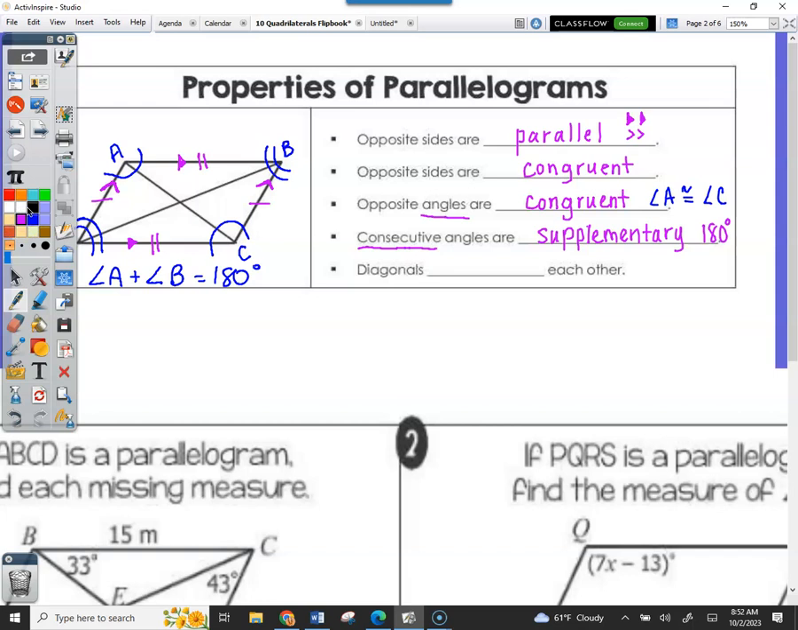We have two more. One more really, but then we're going to make a little, keep this in mind, note. The last one says diagonals blank each other. Well, they definitely intersect each other, right? But that's not as interesting. We need a math term in here. So we're going to make a note that they bisect each other because when we start studying the parallelograms, we're going to find out that the diagonals cut each other in half every time.